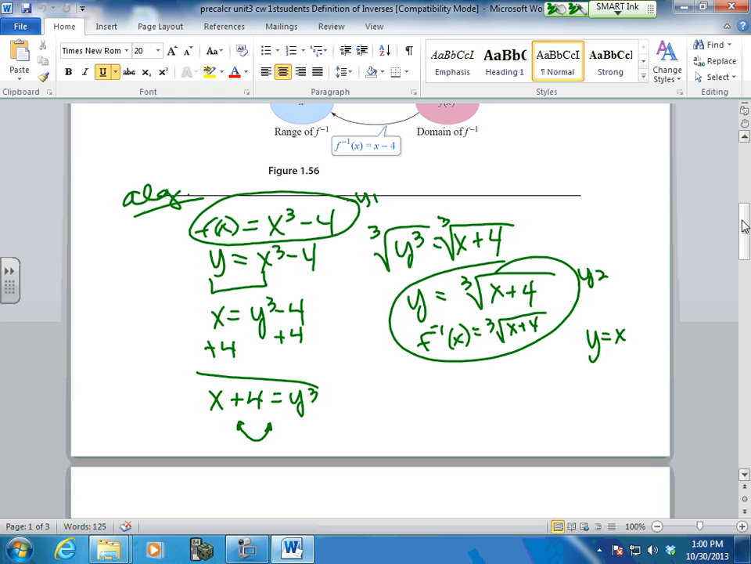You should see the symmetry. This was a cubing function that had dropped 4, so it went like this. It passed both a horizontal and a vertical test. Cube root, go to math, come down to the cube root. See it? Now this one somehow goes squiggly like this. But you should be able to see the reflection over the line y equals x. And you should see that your new function does in fact pass a vertical line test. This new function is in fact a function. Right? See it?